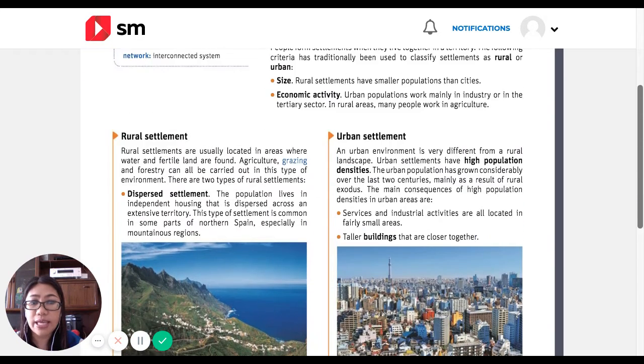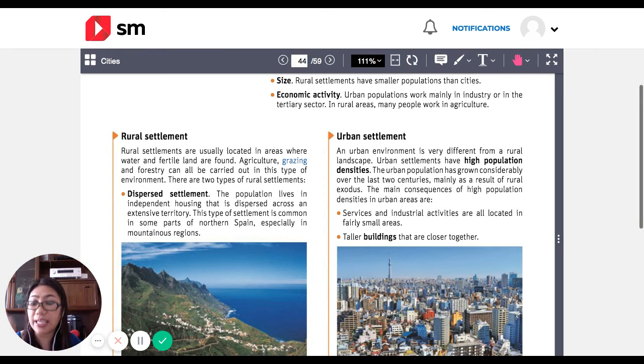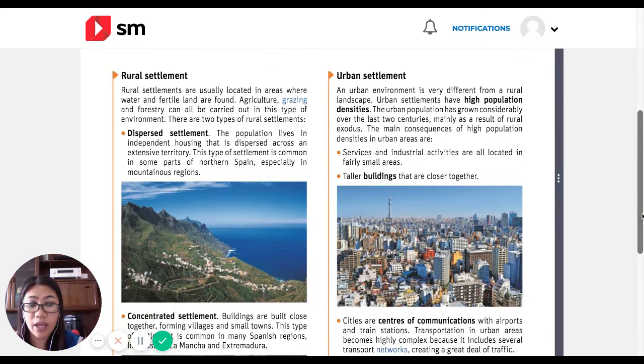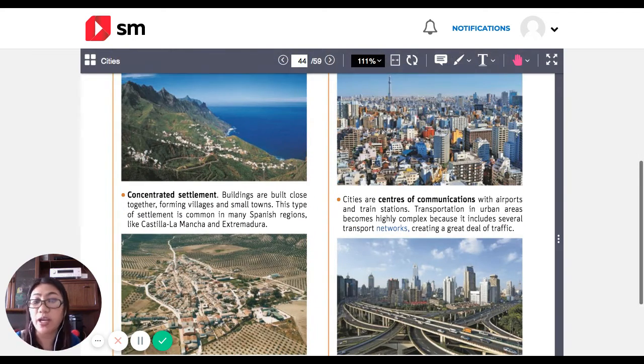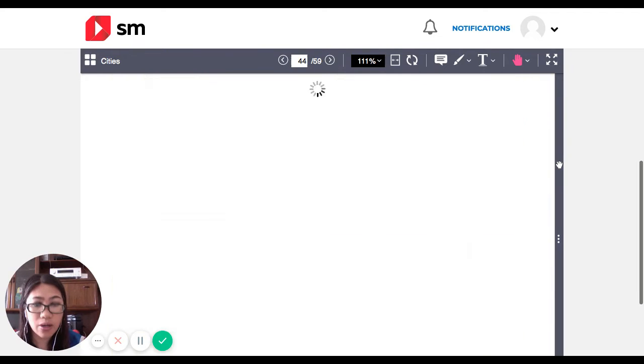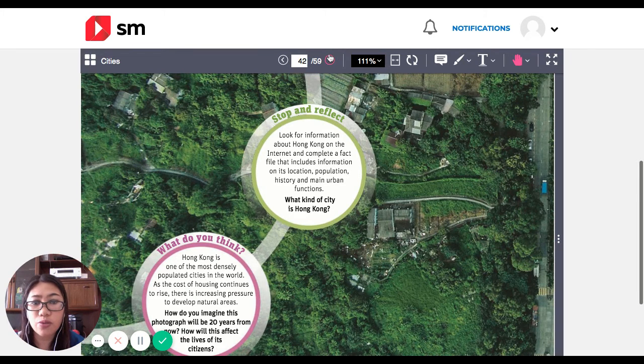Then, when we say urban settlements, they have high population density and a very different landscape from that of rural area. They are giving services and industrial activities in a very small area. They have very tall buildings or skyscrapers that are close to each other. And they have very good transport networks that sometimes, because it's so complex, can create a great deal of traffic. Okay, so last, let's go with the next one.